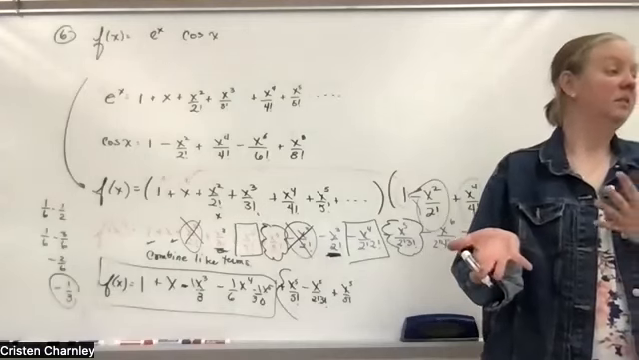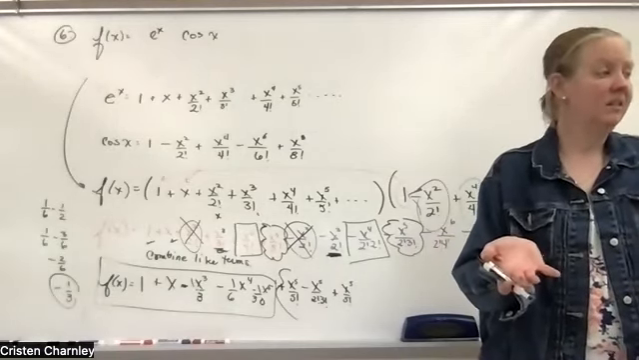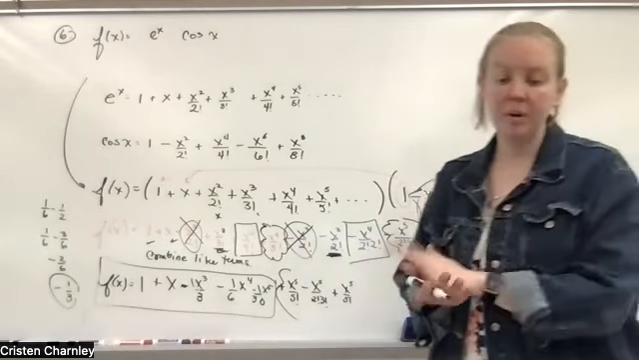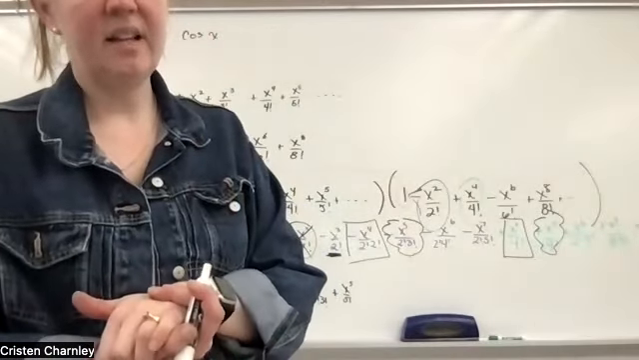Doable. Annoying. Tedious. If you mess up a negative sign, are you gonna be in trouble? Yeah, but it is doable. It is doable. All right, one more, and that's example 7.